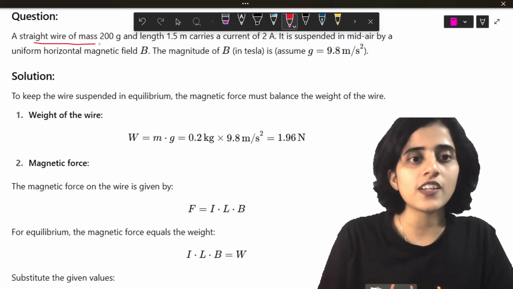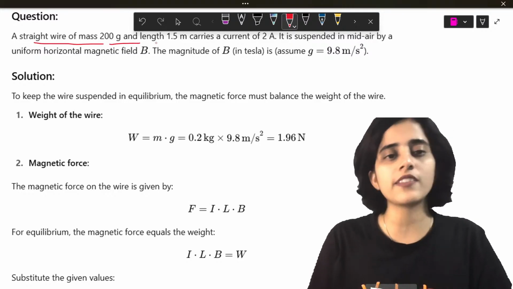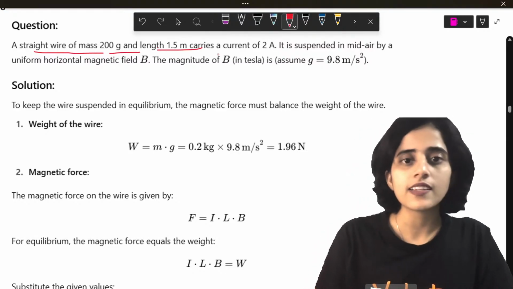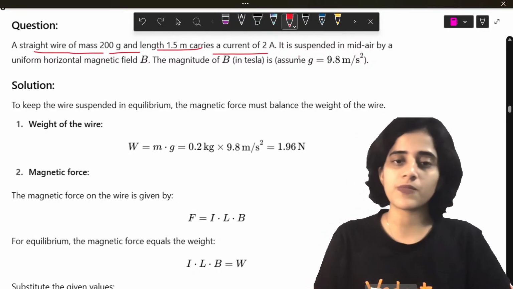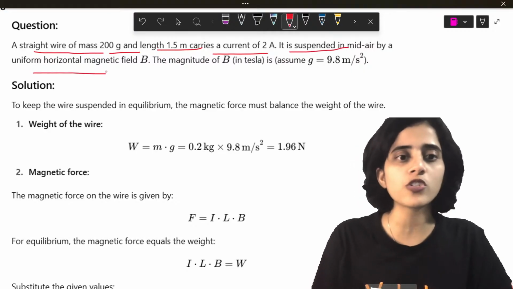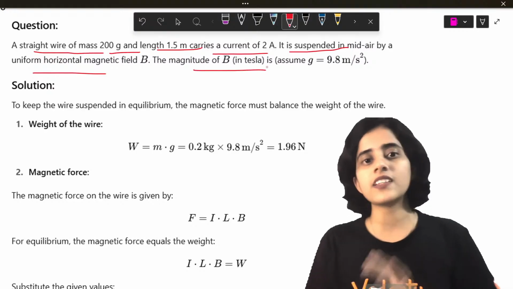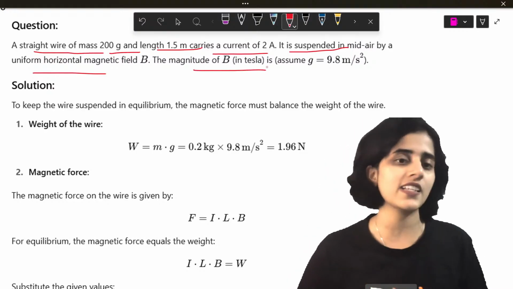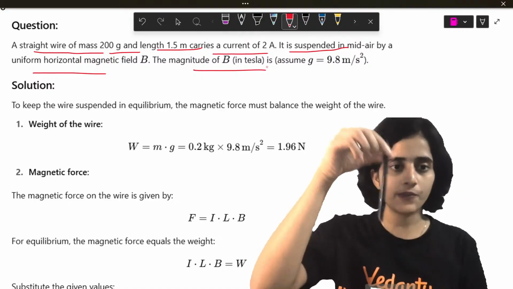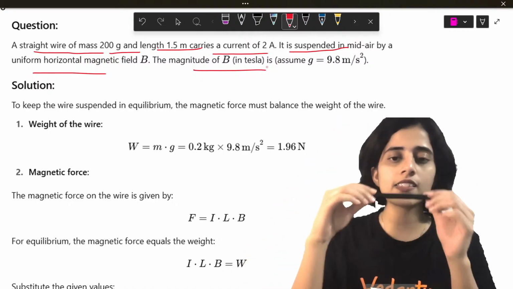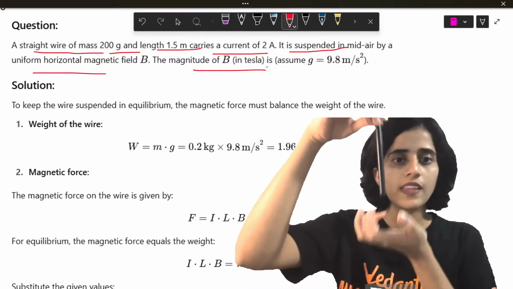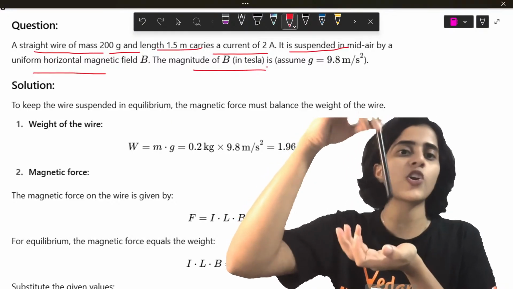Next question. A straight wire of mass 200 grams and length 1.5 meters carries a current of 2 amps. It is suspended in mid-air by a uniform horizontal magnetic field B. The magnitude of B in Tesla is? Let's look at the question step by step. There is a straight wire, and there is a mass of 200 grams hanging on the wire.